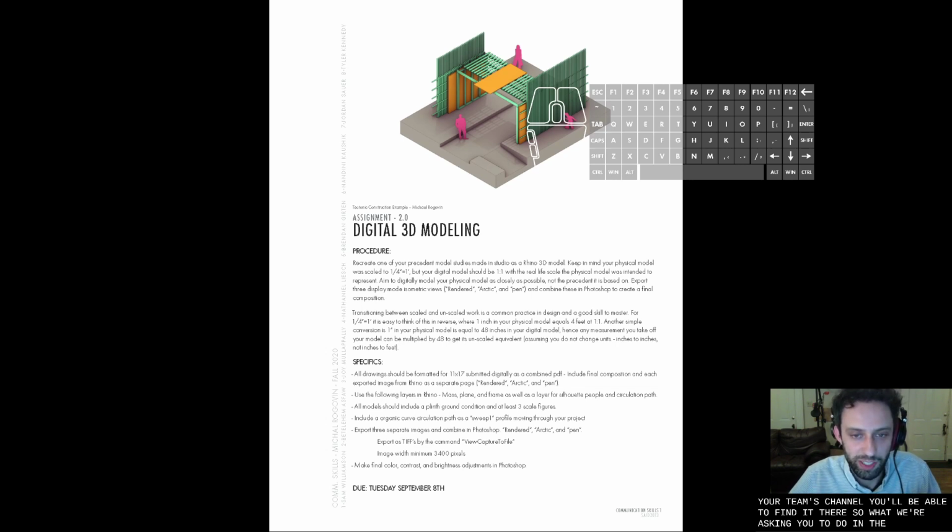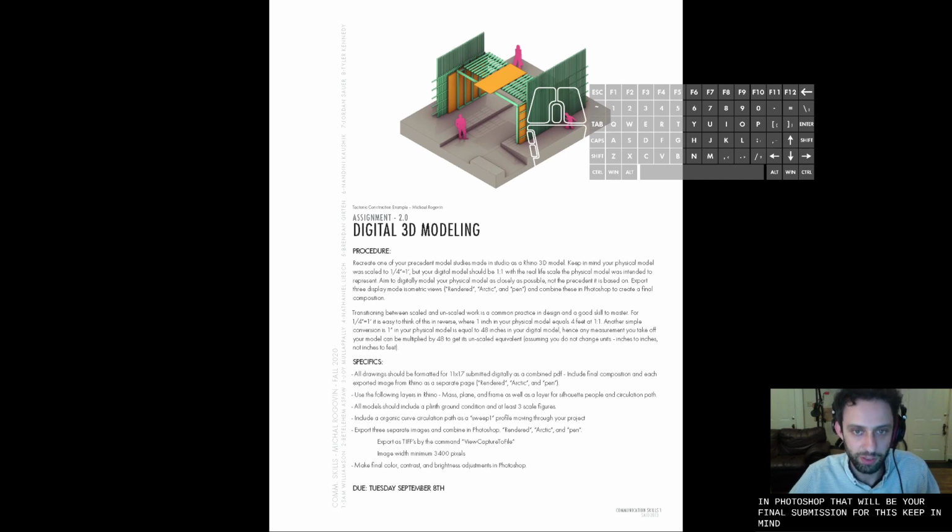What we're asking you to do in this assignment is take your precedent model study from Studio, and pick whichever one of them. Most of you, I assume, have done 2 model studies at this point. Pick whichever one you prefer, and you are going to digitally model it in Rhino as closely and as accurately as you can to the model that you have physically built. Not based on the precedent itself, but based on the physical model that you have. From there, you will export a series of views, the rendered, Arctic, and pen views that have been modified, and create a composition in Photoshop that will be your final submission.